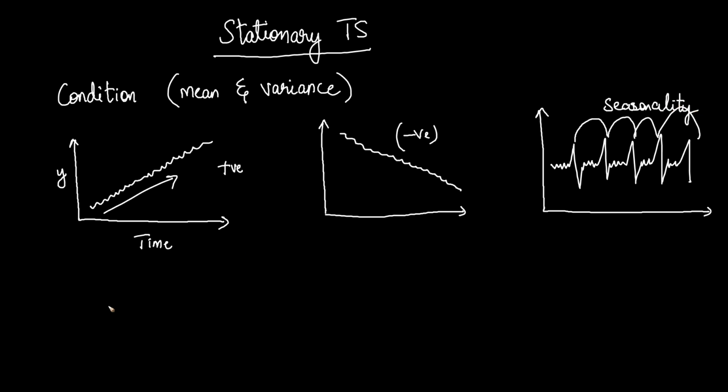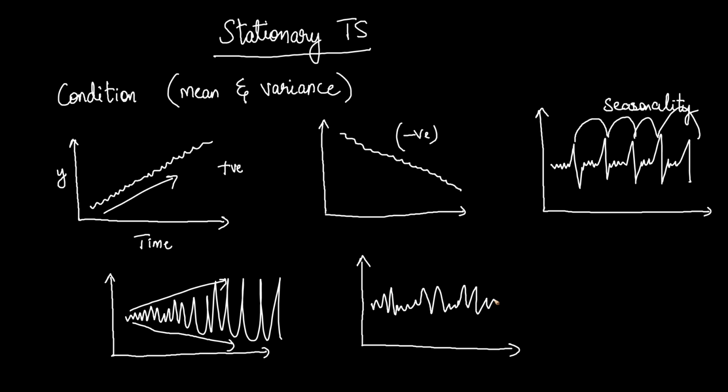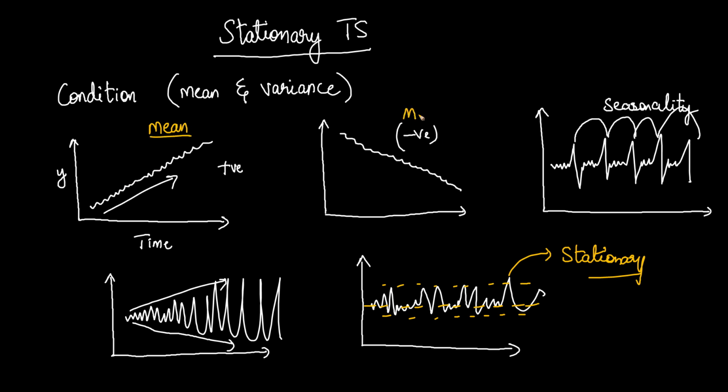And in certain other cases, you will see a series do something like this. As time goes on, the variance of the series increases. Right? A series where the mean of the series remains stable, the mean lies here itself, and the variance is also similar. It doesn't increase with time. Only this series is a stationary series. In the other series, the mean is changing with time. The mean is not constant here. Likewise, the mean is not constant here also.